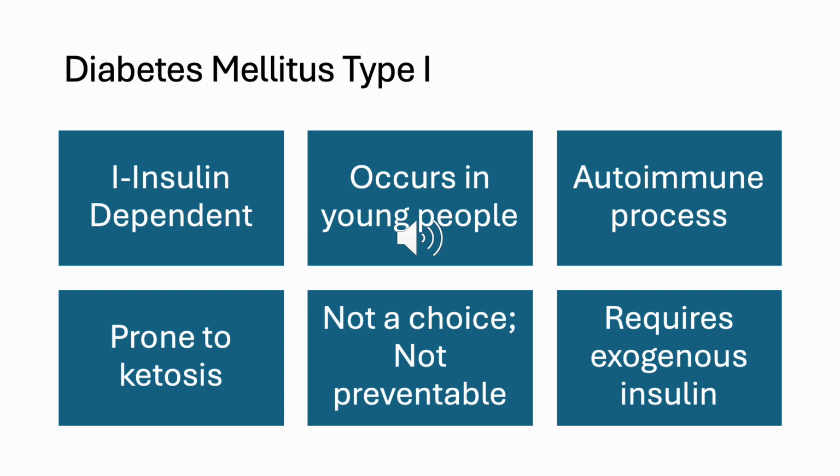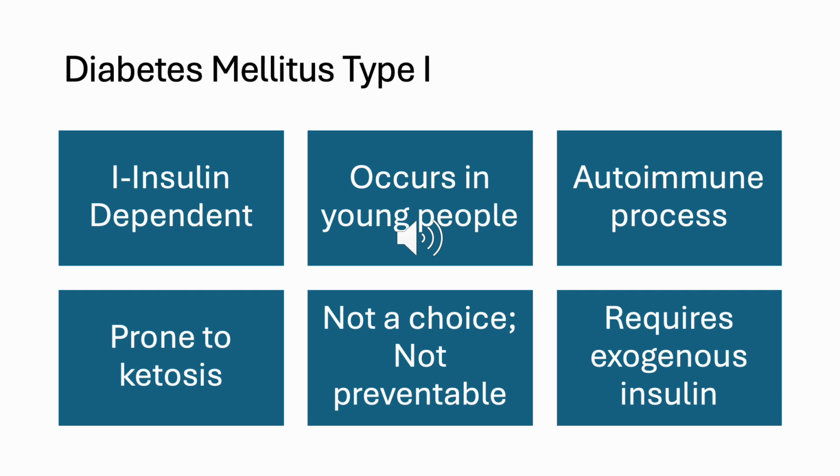Okay? It is characterized by being insulin dependent. You can't prevent it. It's always going to require exogenous insulin because their pancreas cannot manufacture insulin. They are going to be prone to ketosis.